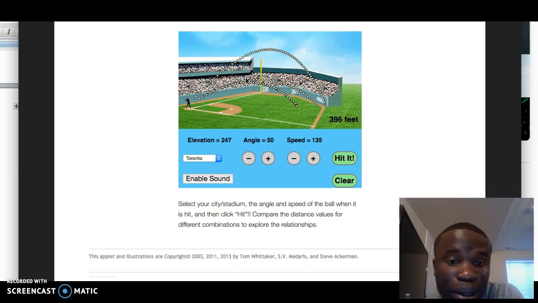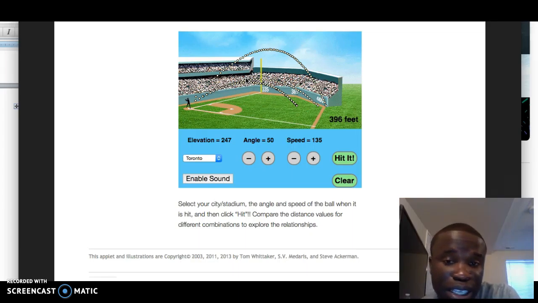Like I mentioned earlier, if I live in a city that is at a high elevation, I think the car is going to travel a lot slower compared to if I live in a city that is at a lower elevation, because the elevation tells you how high the ball is going compared to baseball.